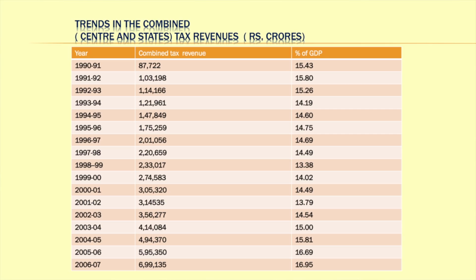You can see that gradually it rises, this government's resources rise from 15 to 14 again. There is a fluctuation again. You can see the lowest one in 1998-99, where it is 13.38% of GDP, and the highest one you can find in 2006-7, where 16.9% of GDP is being collected.